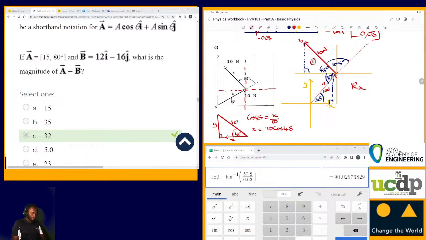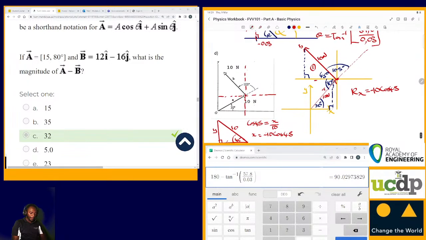And because we are on the negative side, if you look at our origin, we are on the negative side, this becomes negative 10 cos 45. So Rx here is going to be negative 10 cos 45. All right.